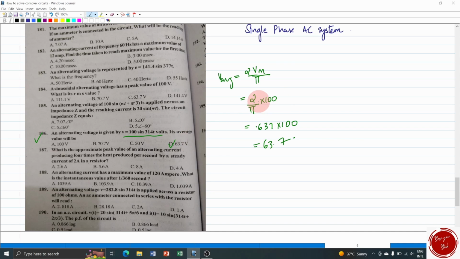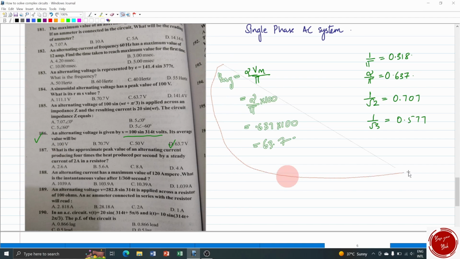Here you have to learn by heart some numerical values, like 2 by pi is 0.637, 1 by pi is 0.318, 1 by root 2 is 0.707, and 1 by root 3 is 0.577. If you know such values, then objective type questions will be much easier for you when you deal with such numericals. Now the next question is 187.